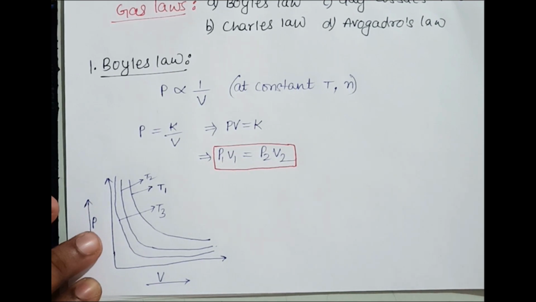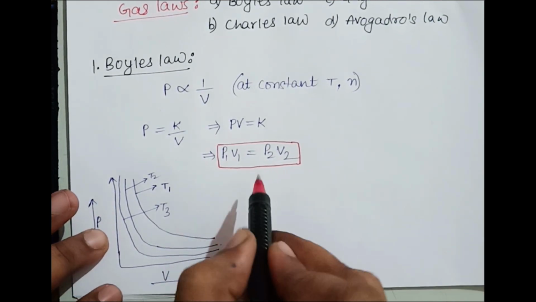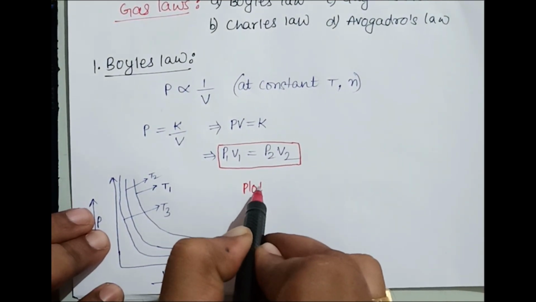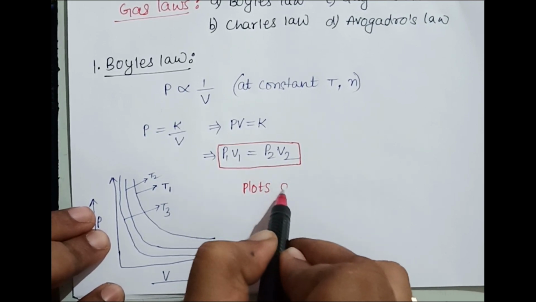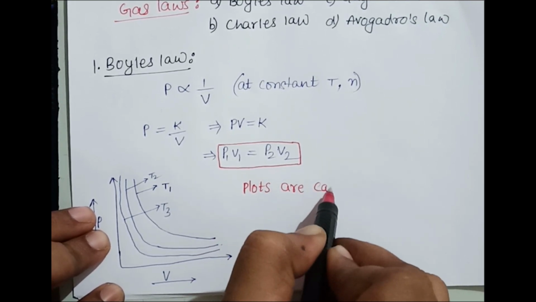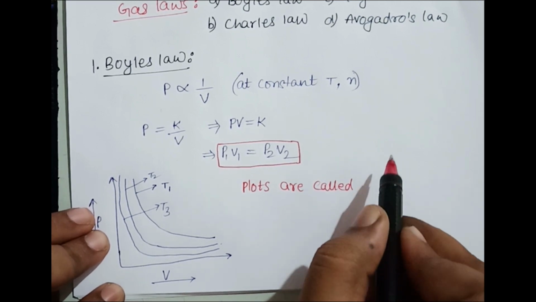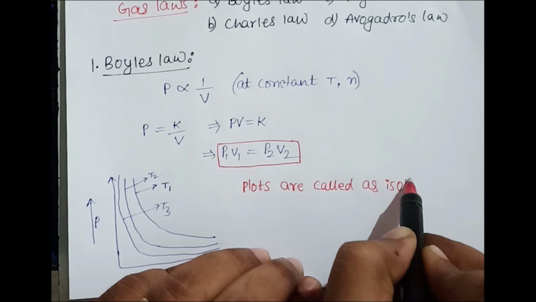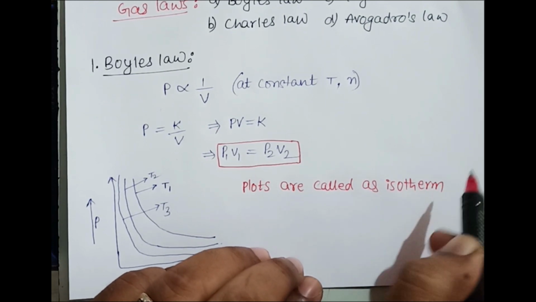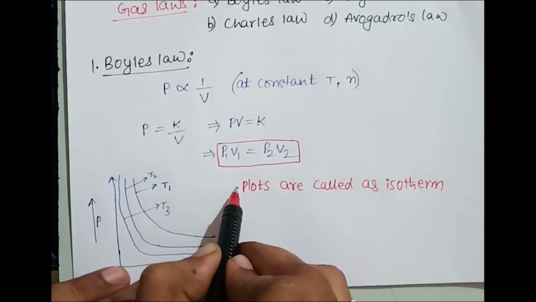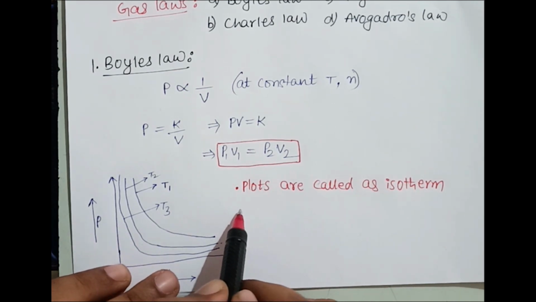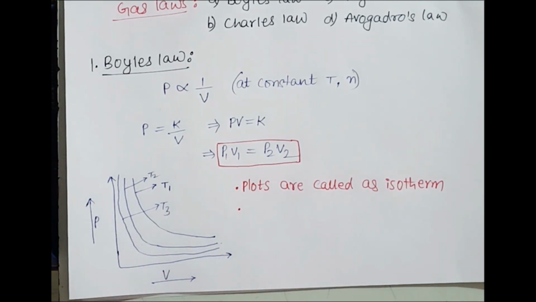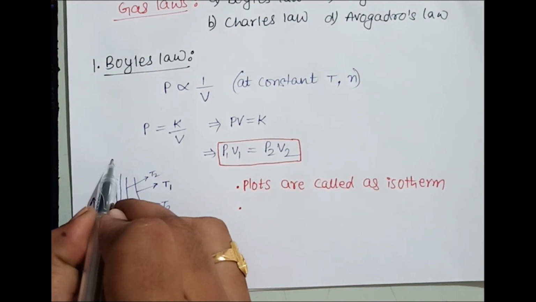Now what we have to keep in mind is that these plots, meaning graphs, are called isotherms. We call these plots isotherms because temperature is constant while you are drawing the plots. And the second point we have to keep in mind is temperature. That is a very important question, which can be asked in any kind of JEE or NEET or any entrance exam.